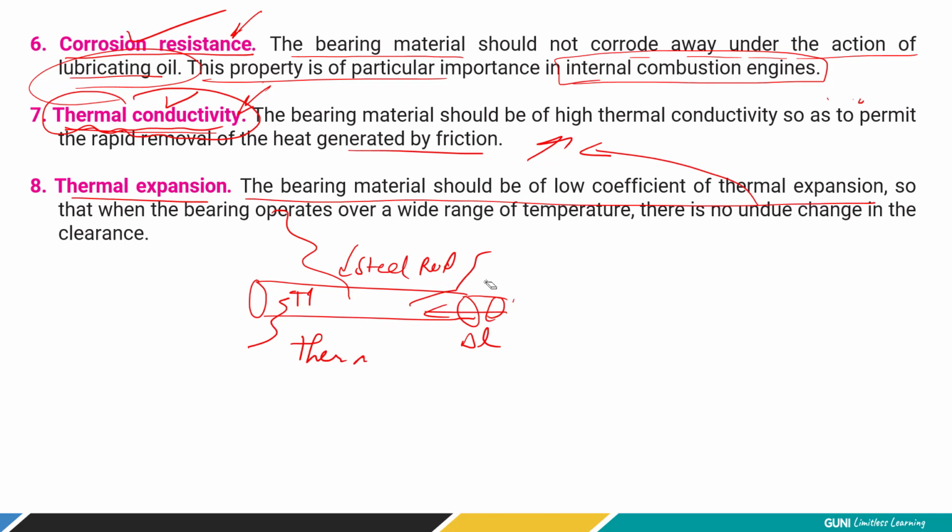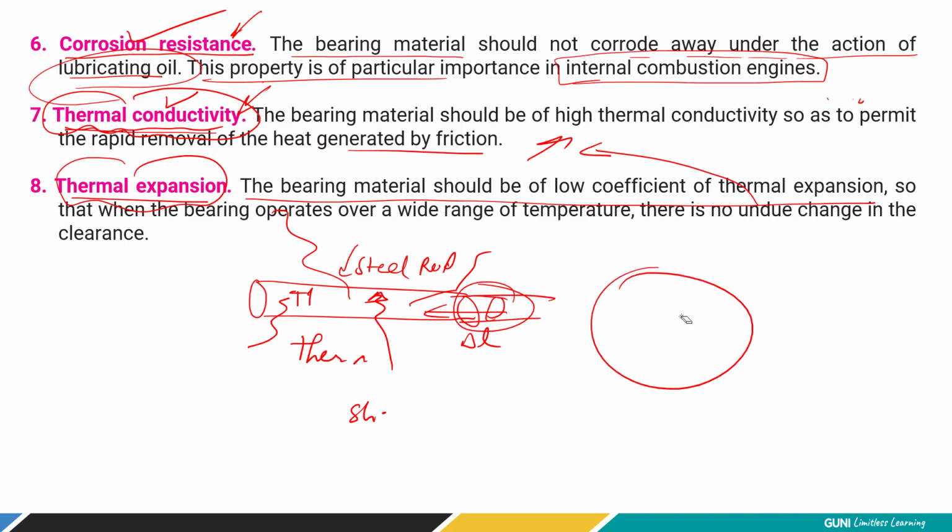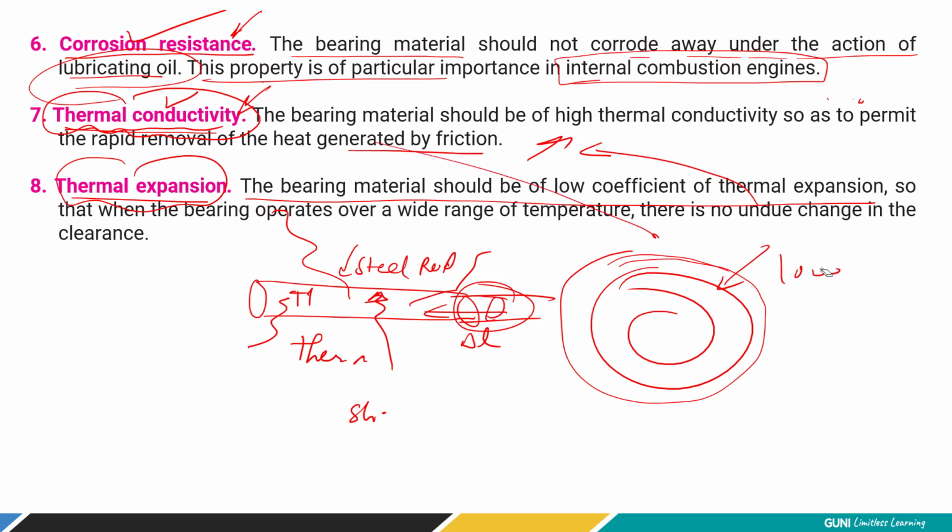But here, the thermal expansion happens because of the heat in the material. If this bearing material has a high thermal expansion, what will happen? Even a slight change in temperature, it will expand. It changes its dimensions. Try to understand. This outer ring may develop a small change in the diameter value, right? So thermal expansion, if it occurs due to the heat, due to the low thermal conductivity, is going to affect the operations. So when the bearing operates over a wide range of temperature, there should be no undue change in the clearance, right? So it's very important.